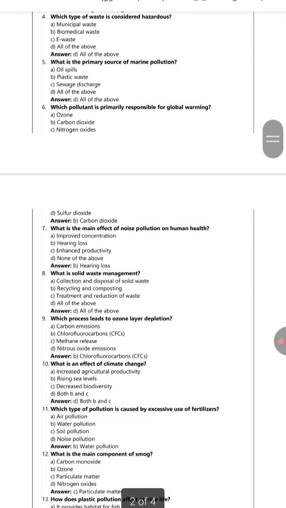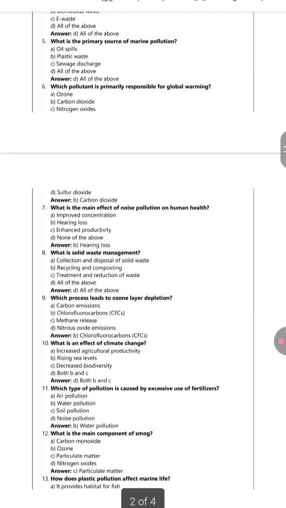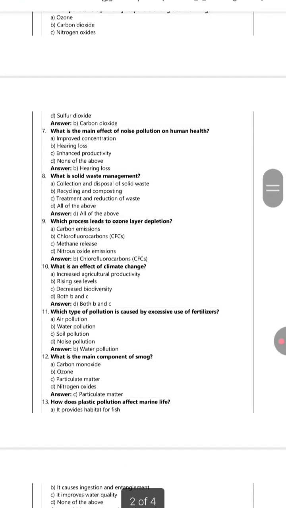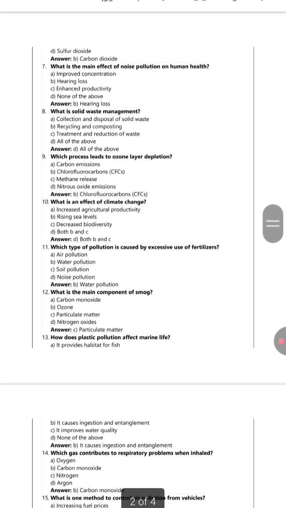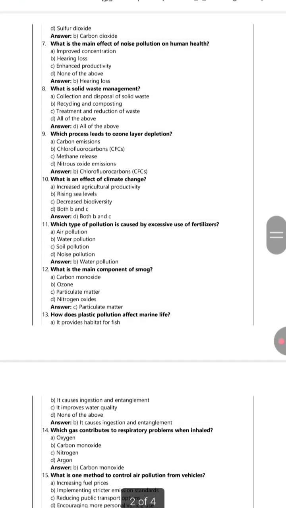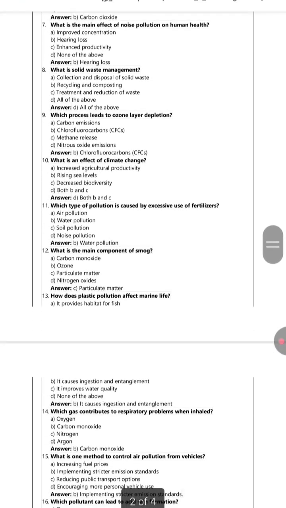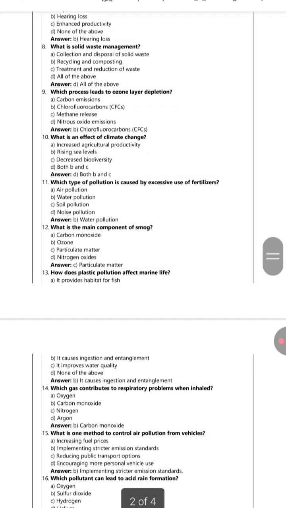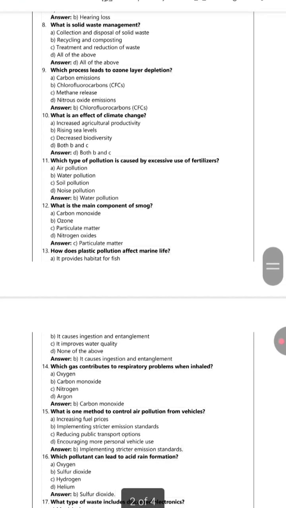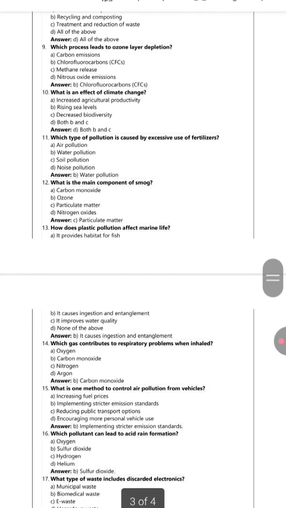All of the above. Which pollutant is primarily responsible for global warming? Carbon dioxide. What is the main effect of noise pollution on human health? Hearing loss. What is solid waste management? Collection and disposal of solid waste, recycling and composting, treatment and reduction of waste. Which process leads to ozone layer depletion? Chlorofluorocarbons. What is an effect of climate change?